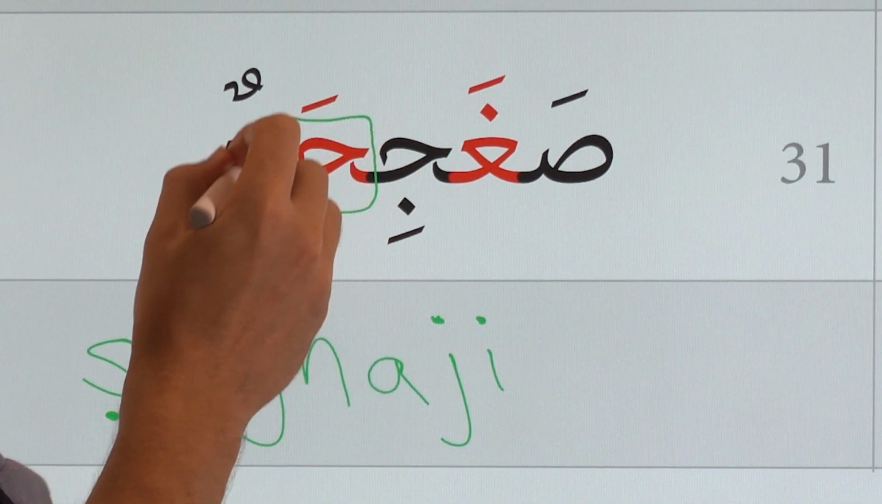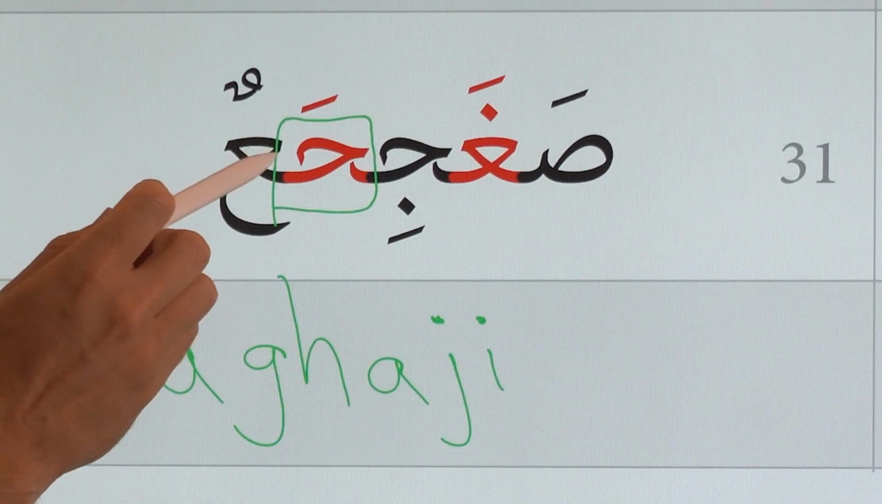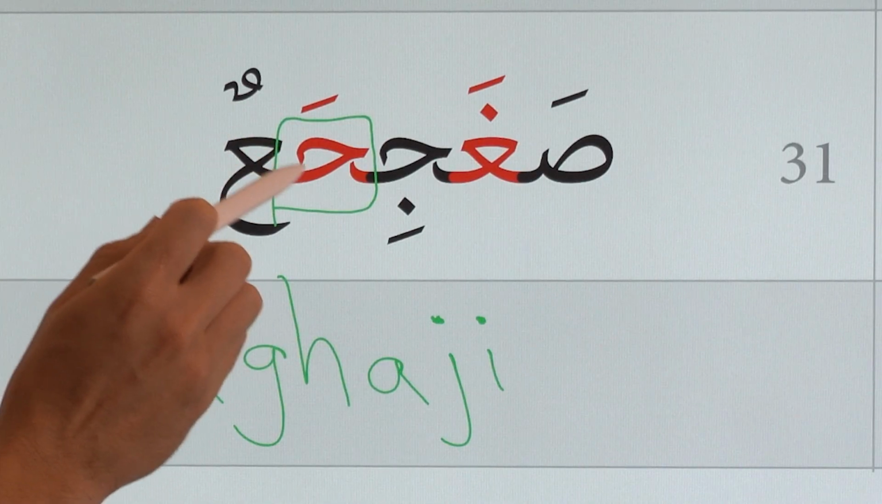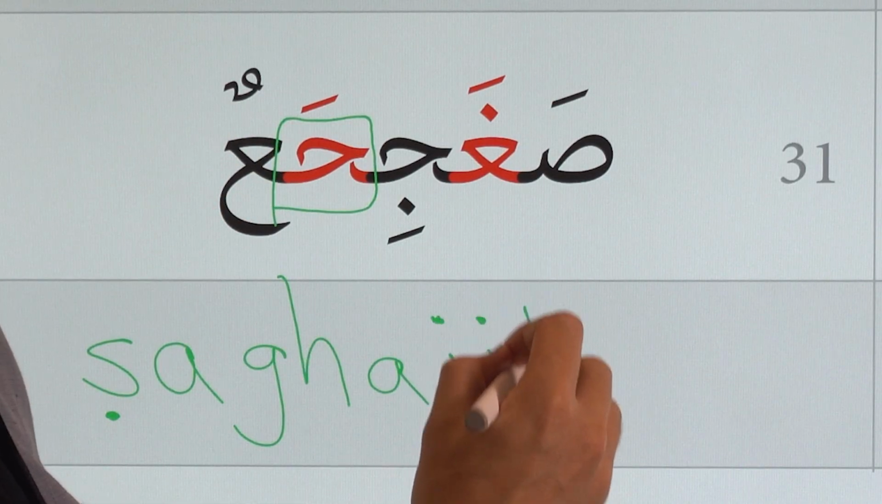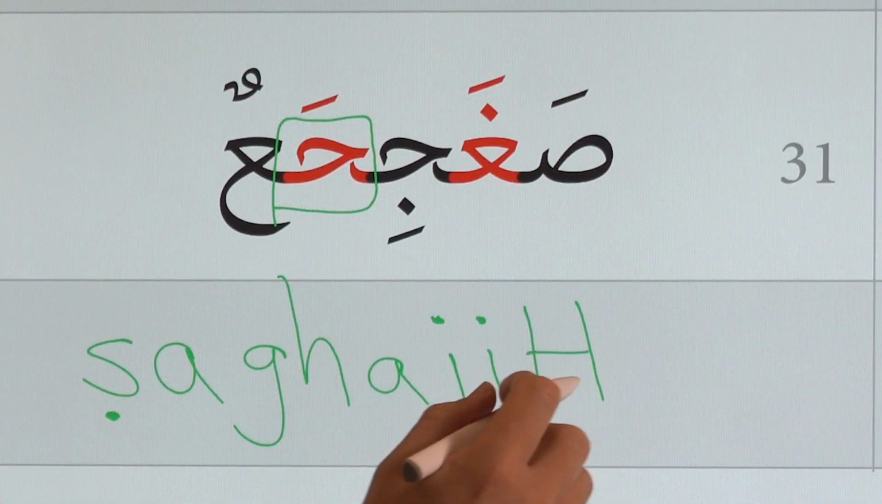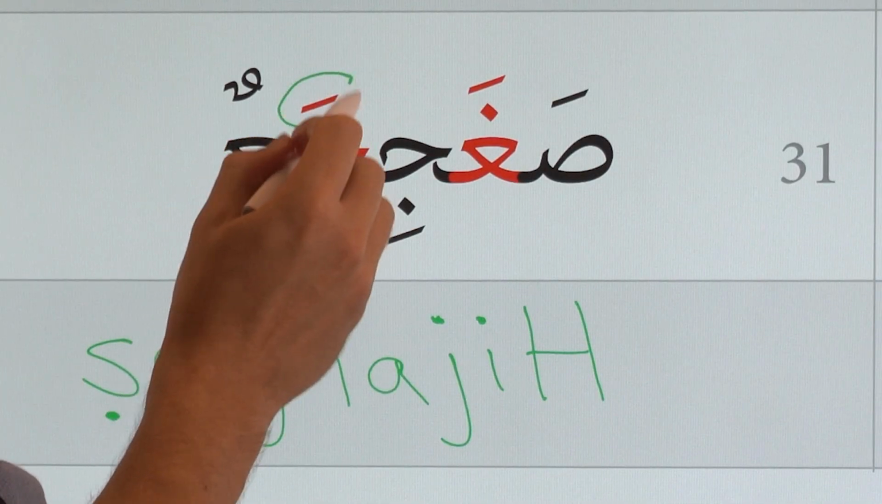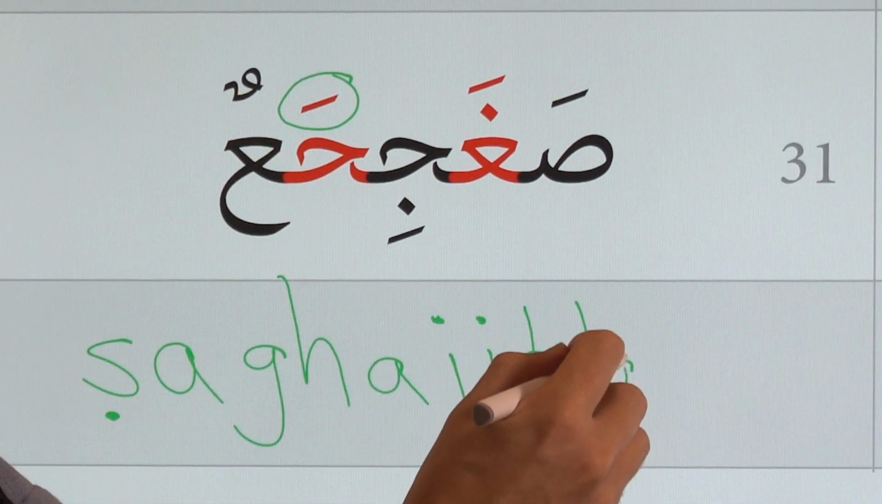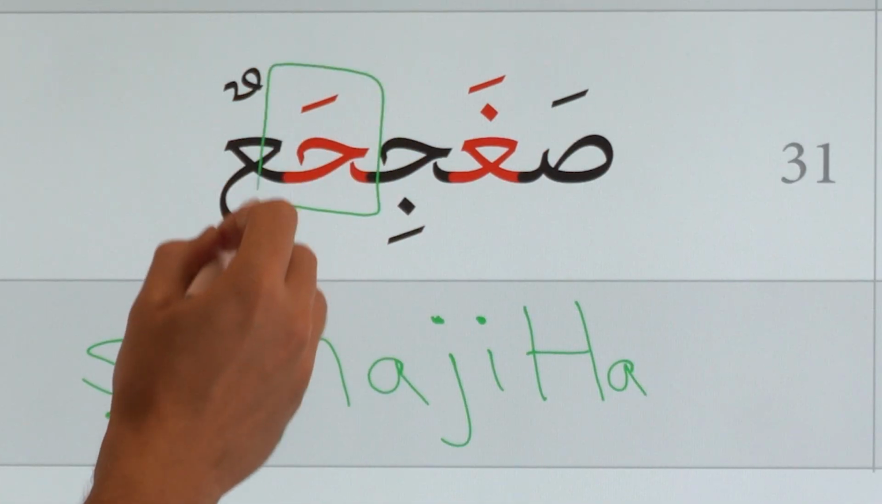Next we find another wave-like shape, but this has no dot, meaning it's the letter Ha, which is a sharp H. So we're going to write a capital H for the letter Ha. And above the letter Ha, we have a fatha. So we write an A for the fatha. So this would be pronounced as Ha, Ha.